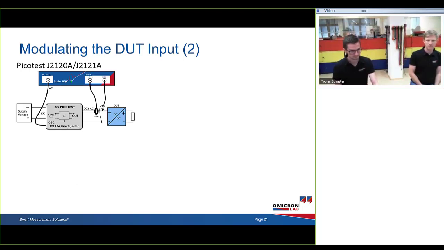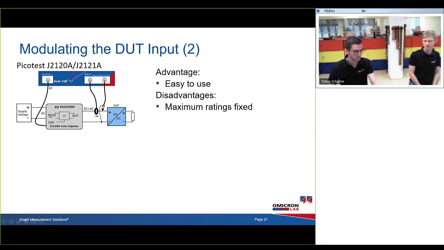These are the setups. If you use the Picotest J2120, you have the DC supply voltage, which is connected to the input of this line injector. You have the AC signal. This one will add both signals together and put it into your device under test. Channel 2 is a voltage probe, channel 1 a current probe. And if you use the J2121, you do not need a current probe, because the J2121 line injector already has a current monitor output, which is actually a current probe.